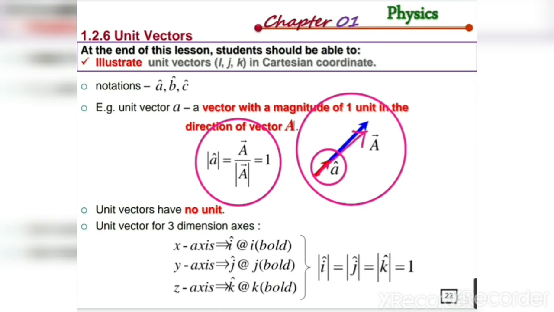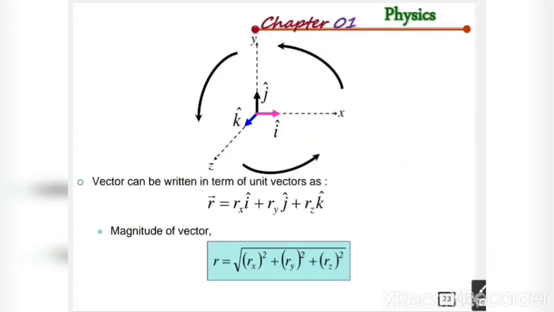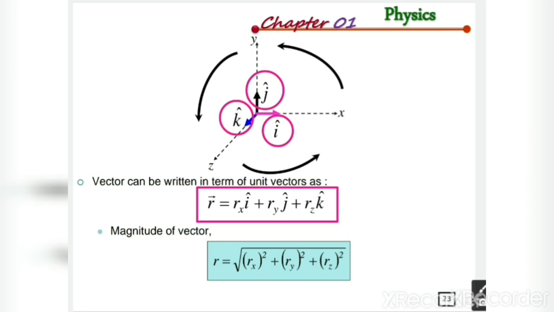So unit vectors have no unit, and unit vectors for 3 dimensions exist. They refer to i for the x-axis, j for the y-axis, and k for the z-axis. And the magnitude of i equals the magnitude of j equals the magnitude of k, which is equal to 1. So for a vector that has an x component, y component, and z component, the vector can be written in terms of unit vectors as vector r equal to rx i plus ry j plus rz k.